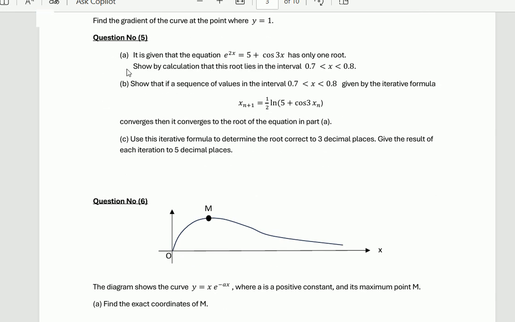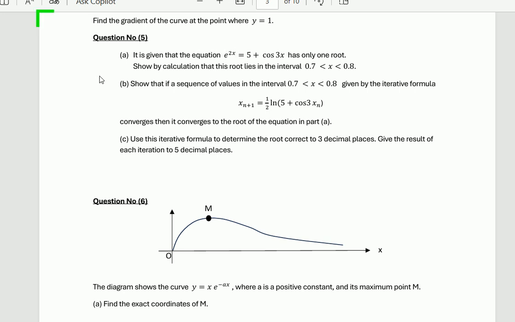For question number 5, it is given that the equation e raised to 2x equal to 5 plus cos 3x has only one root. Show by calculation that this root lies in the interval 0.7 less than x less than 0.8.